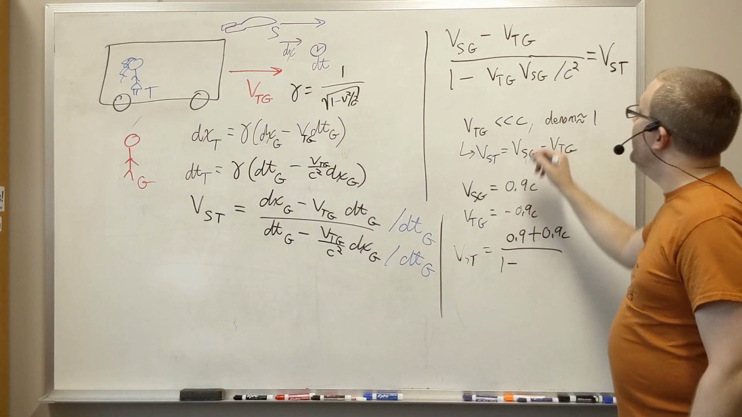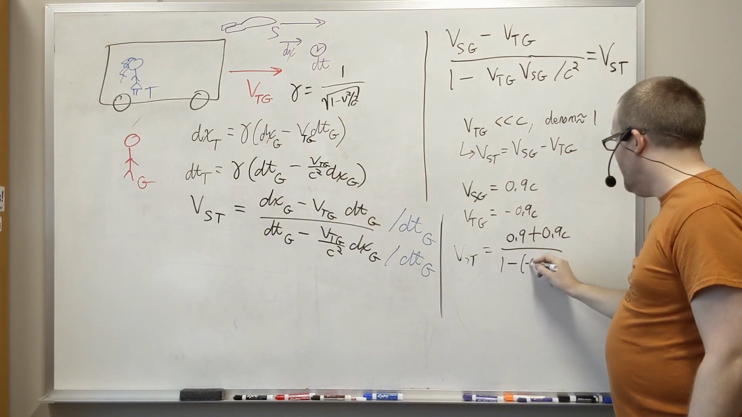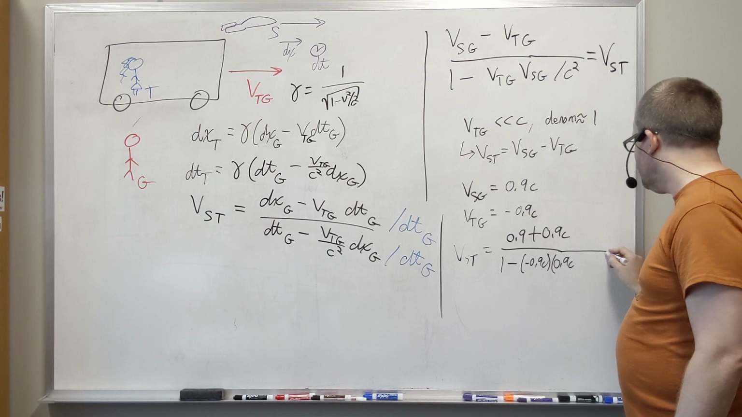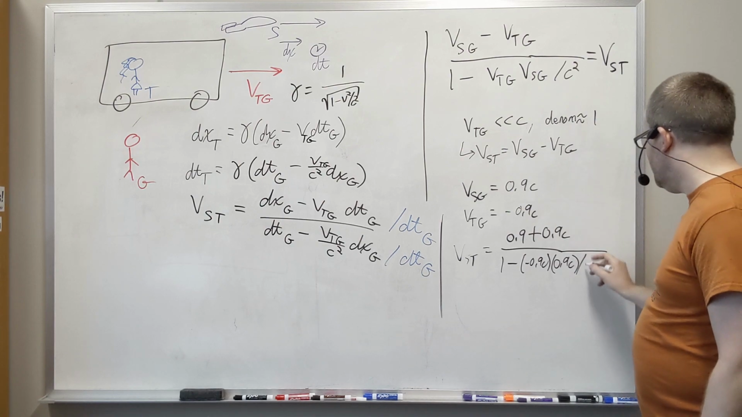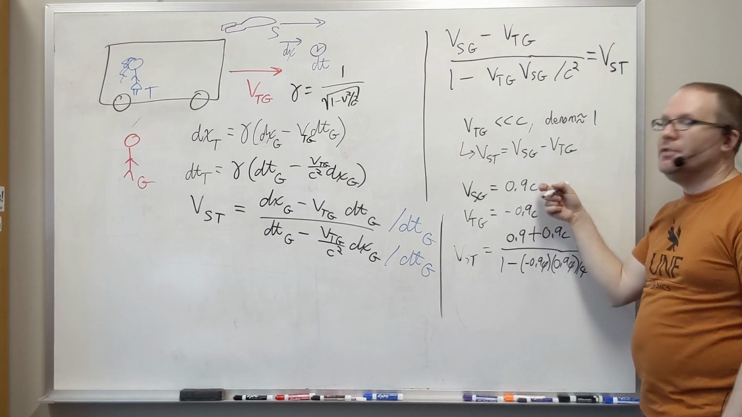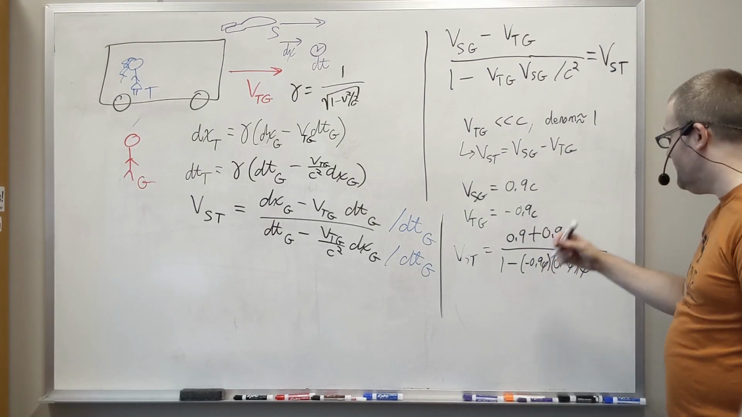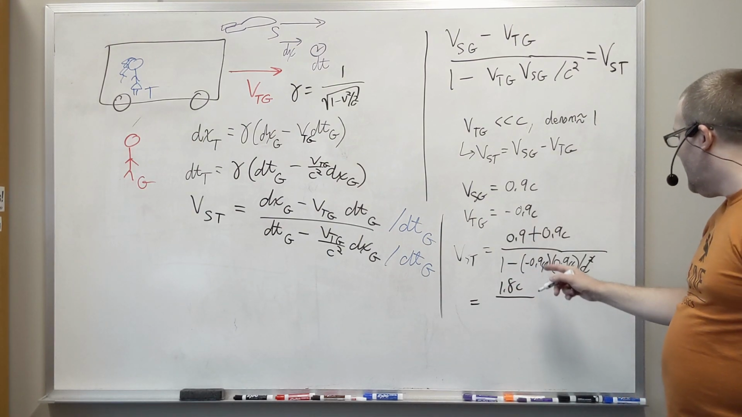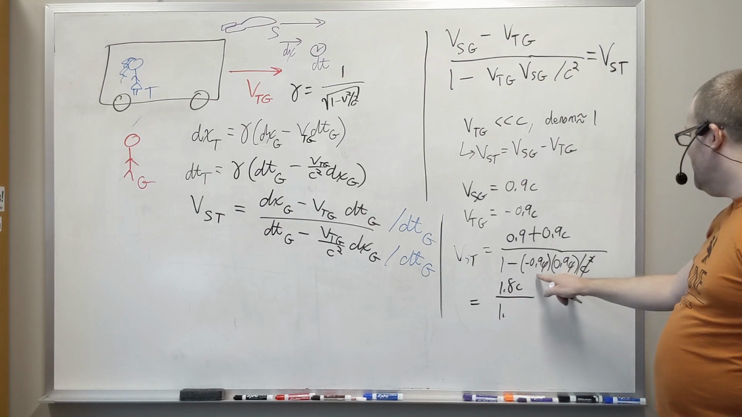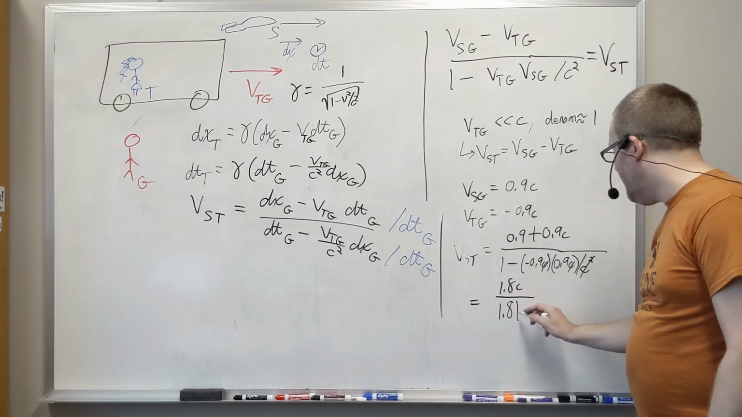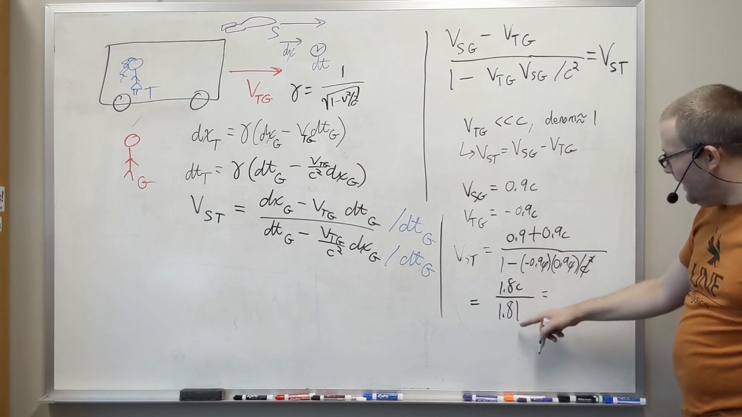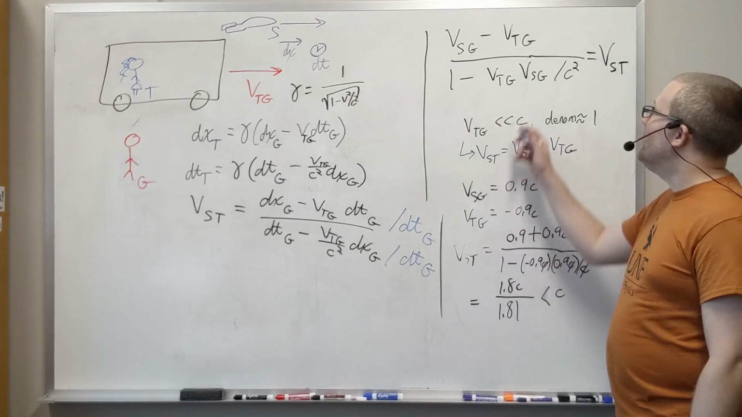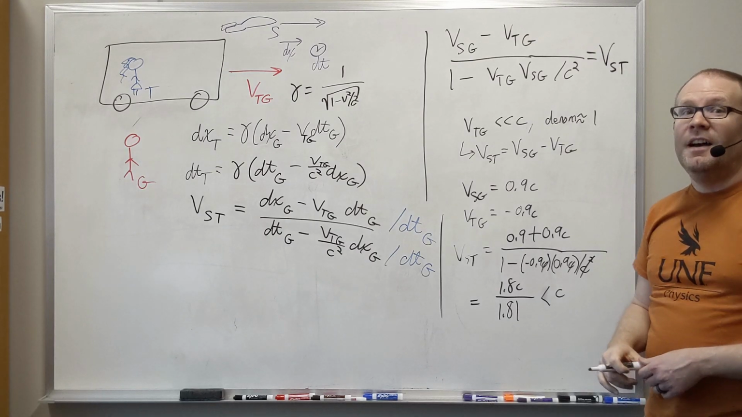So we'd have a 1 minus VTG at negative 0.9 c, times VSG at 0.9 c, divided by c squared. So all these c's go away. This is why it's useful to measure your velocity in units of the speed of light, because it just cancels with the speed of light down there. So we have a 1.8 c on top and, what is that going to be? It's going to be 0.81, so 1.81 on the bottom. Oh, look, 1.8 divided by 1.81 is still going to be less than c. So this denominator here is there to enforce the speed limit on the universe.